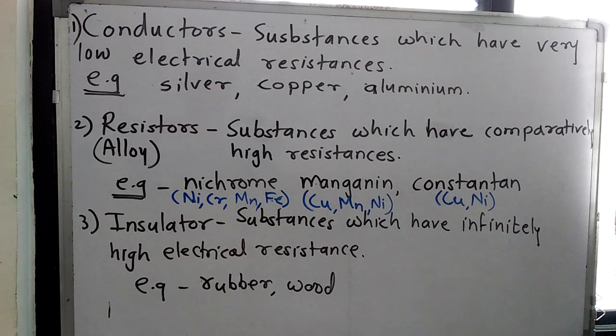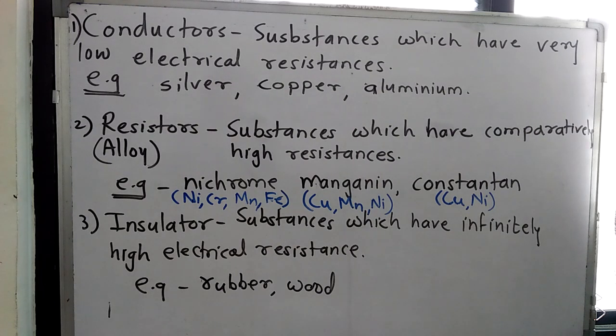Now we divide substances according to their resistances into conductors, resistors and insulators. According to how much resistance they have, we divide substances into 3 groups: conductors, resistors and insulators. Conductors are the substances which have very less resistance. Silver, copper and aluminium are good conductors. Silver is the best conductor, but silver is expensive, so we make wires of copper and aluminium for the conduction of electricity. Substances which have very low electrical resistance are called conductors: silver, copper, aluminium.